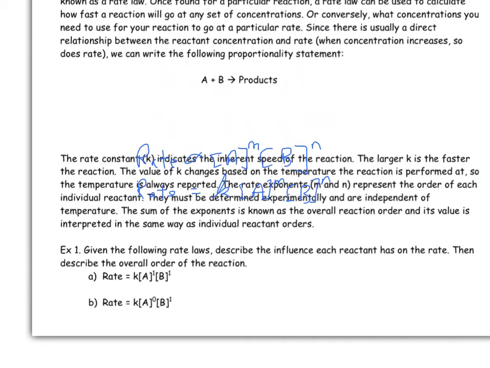Now the overall order of this reaction is the sum of the two rate exponents. 1 plus 1 gives me 2. That means overall I have a second order reaction. So if I increase both reactants, then the rate will increase by the square. So for example, if I double both concentrations of the reactants, then my rate will speed up by 4 times. Pause the video and have a look at example B.